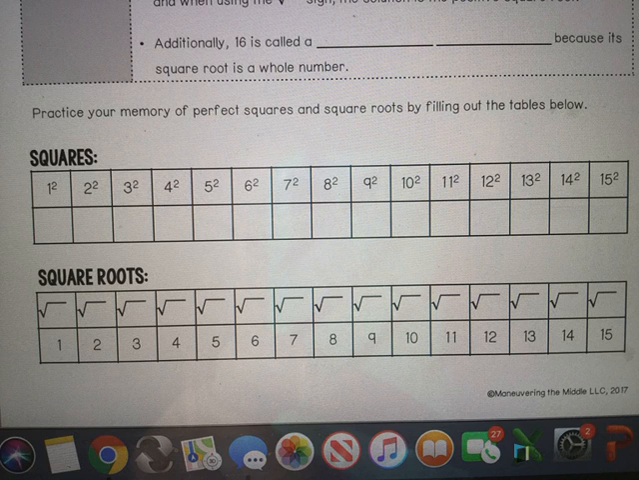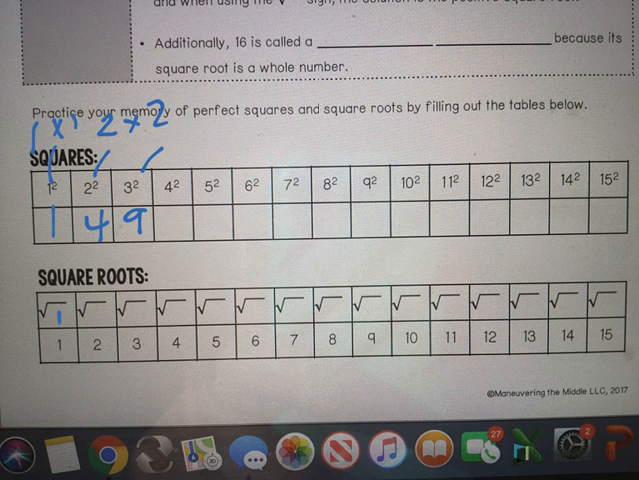1 squared, or 1 times 1, remember what this means. It just means 1 times 1. Well, that's 1. This just means 2 times 2, or a number times itself, or 2 squared. That's 4. What's 3 times 3? Well, that's 9. Aha! Now, watch how it's inversed.